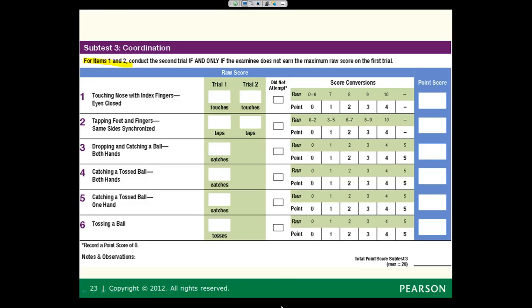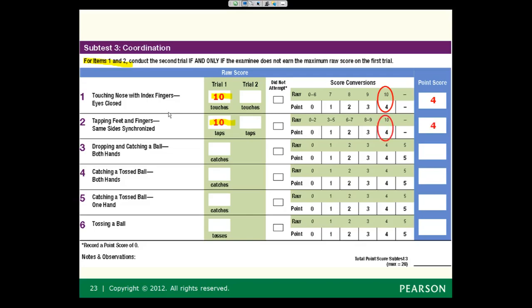So what we're looking for is a maximum raw score of 10 on trial 1 here, and a maximum raw score, again, of 10 on item 2. So Mary was able to do 10, basically touch her nose with her index fingers with her eyes closed on the first trial, so we don't have to administer the second trial.